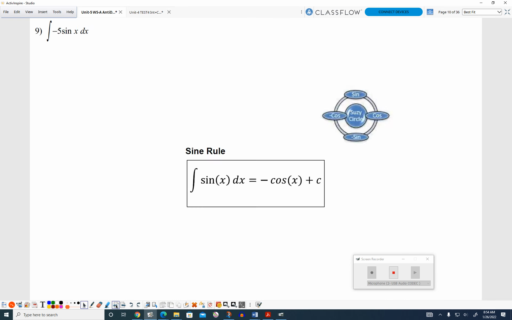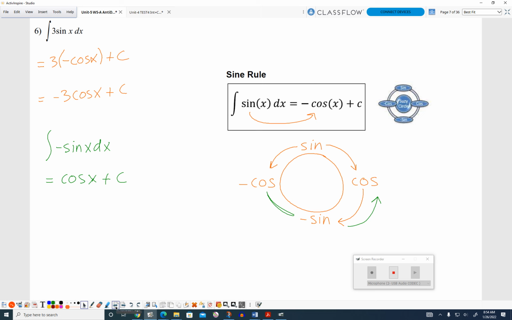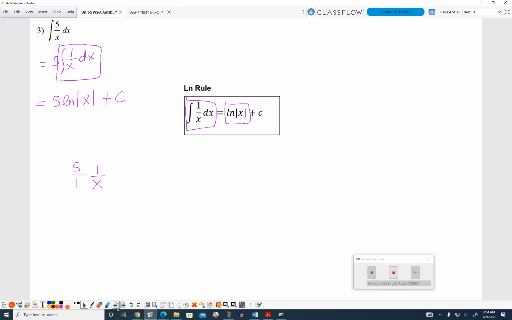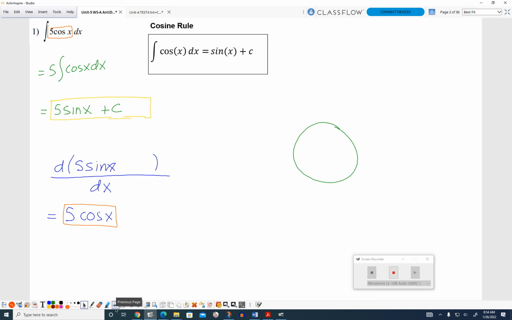Let's just look at the board. So these are the problems that you worked in the homework. And they all have a specific pattern that you may not have noticed. But I need you to notice the pattern now. The 5 is a multiplying constant. The function is cosine x. Okay? So 2 key things. 1, cosine x has an exact match as a rule. So that's why you were able to do it.